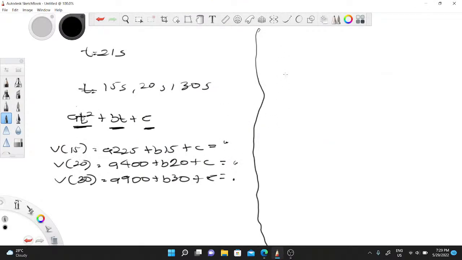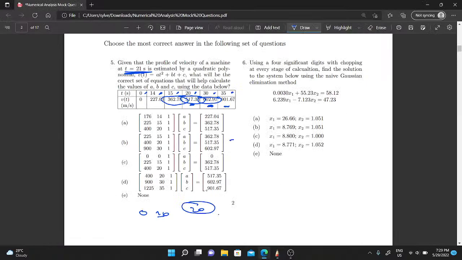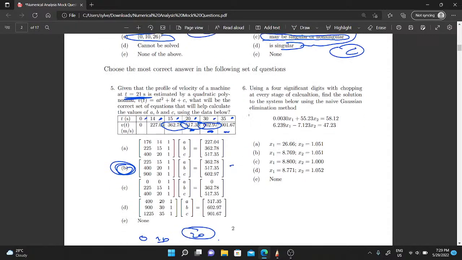And then if I made you build a matrix from it, what you would get is 225 400 900, 15 20 30, 1 1 1, times a b c, is equal to their values from the table. You understand? And then that becomes your particular answer. So that particular answer, I think it's B, right? It's gotten by B. So B becomes our equation of choice. Perfect. So as I said, we'll just be going through them, and for some of them, I won't solve them. I'll just describe how it is solved, and then if there are mistakes, we'll talk about them.